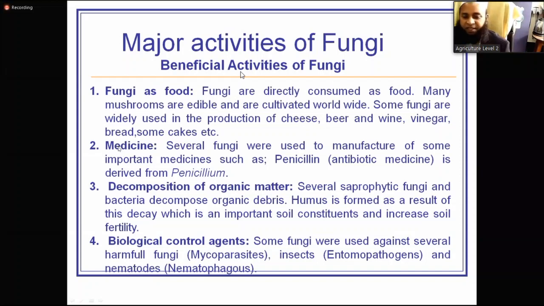The next one is medicine. Several fungi are used in the manufacture of some important medicines. Maybe you have heard the word penicillin. It was a popular antibiotic. This antibiotic medicine is derived from a fungus called Penicillium. So Penicillium produces penicillin, and we use this penicillin for antibiotic purposes. And not only penicillin, several others are derived from different fungi. So fungi help us by providing medicine.